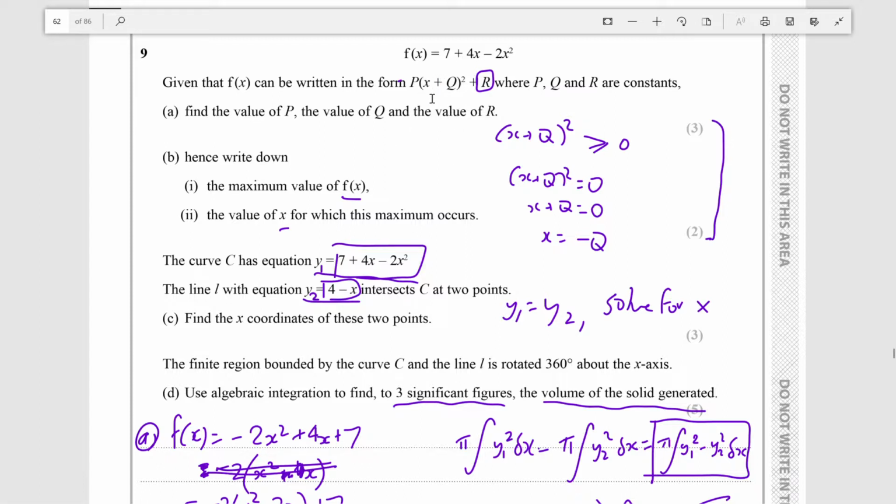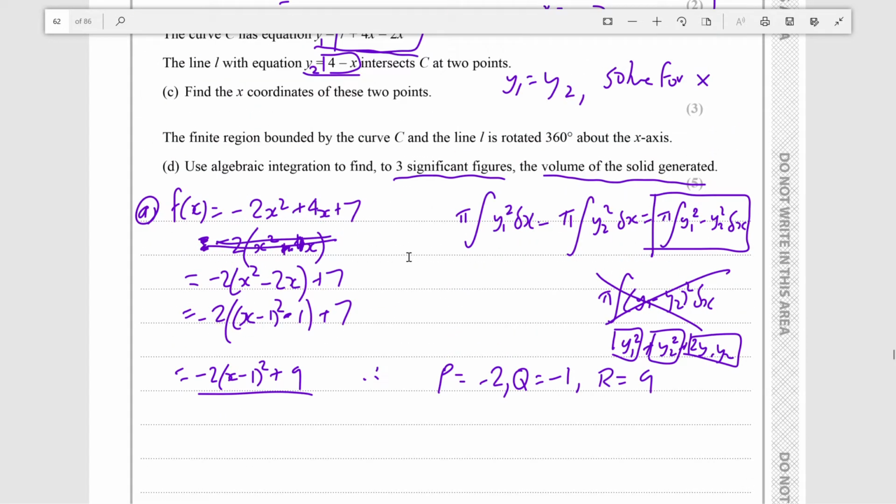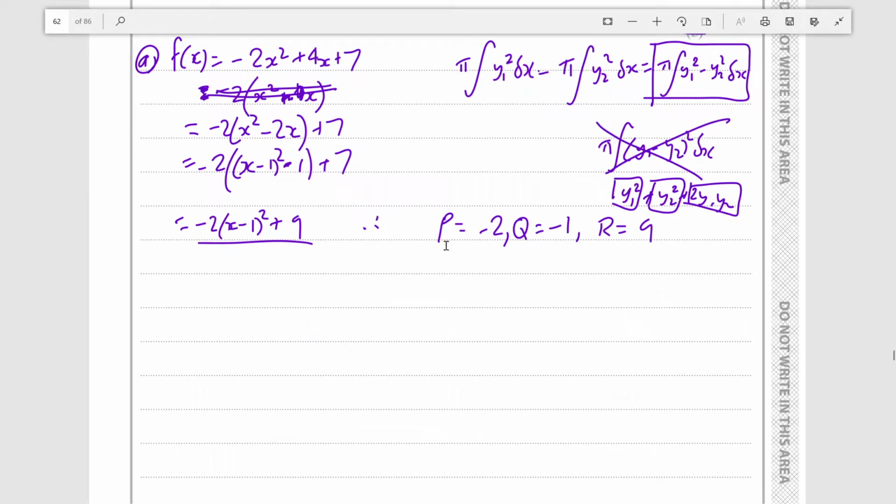There is a reason that they would want you to find it in the form x minus q, because if you find it in x minus q, the value of x for which the maximum or minimum occurs is just straight up positive q with no change. Alright, so p is minus 2, q is minus 1, and r is 9.